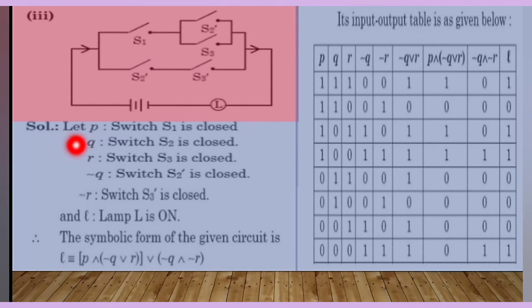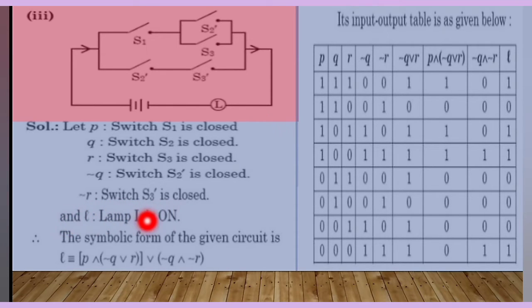See the solution. P is a statement: switch S1 is closed. Q: switch S2 is closed. R: switch S3 is closed. Negation Q means switch S2 dash is closed. Negation Q means S2 dash, and negation R means switch S3 dash is closed, and L, write down, lamp L is on.